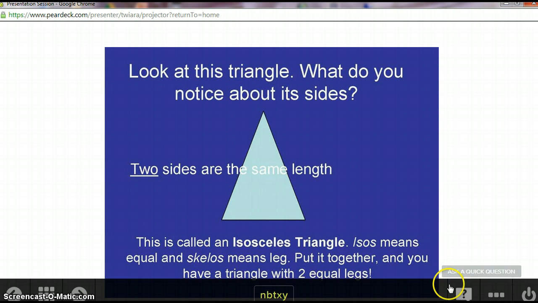Okay, now we're going to talk about the isosceles triangle. With the isosceles triangle, we have two sides that are the same length. And I thought it was interesting, at the bottom of your screen, go ahead and read that to yourself. It gives you a way to remember what isosceles means.